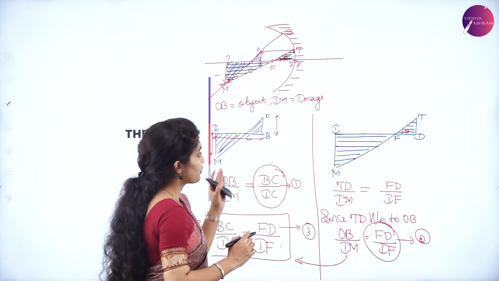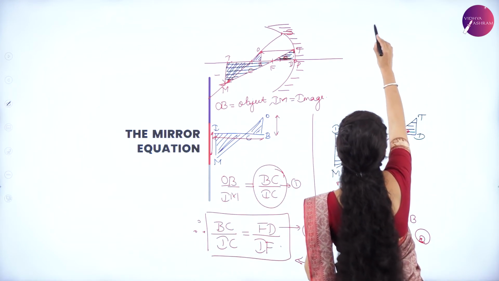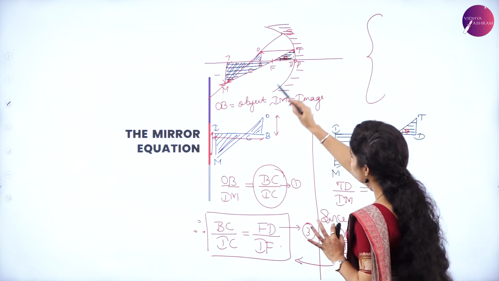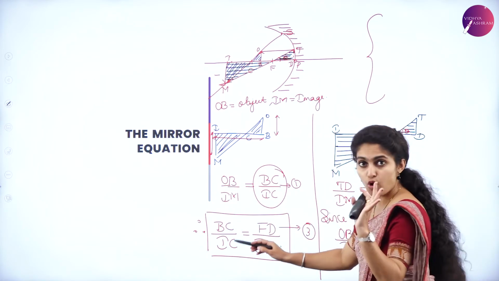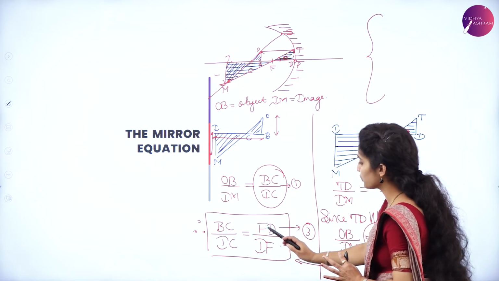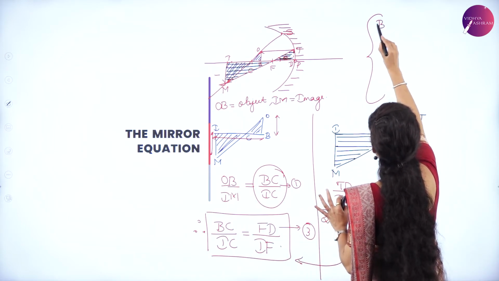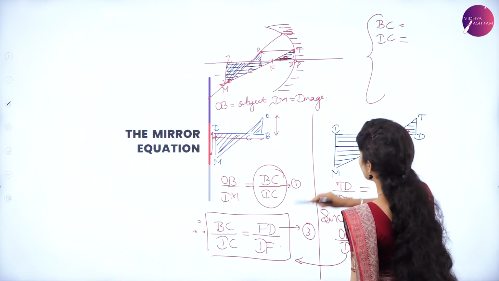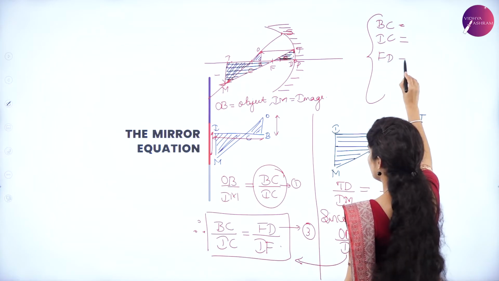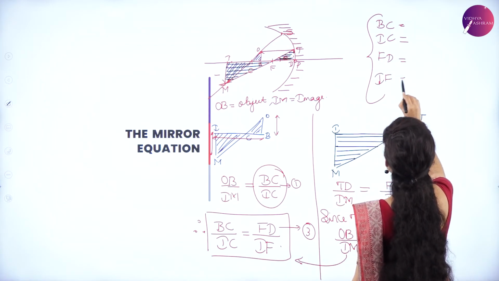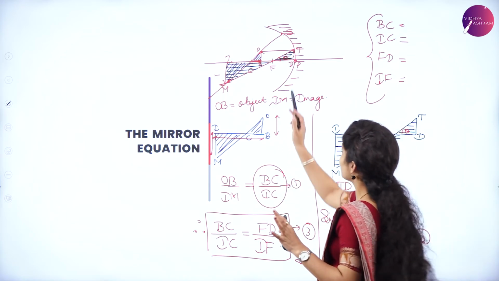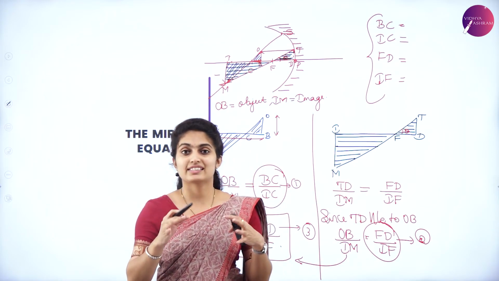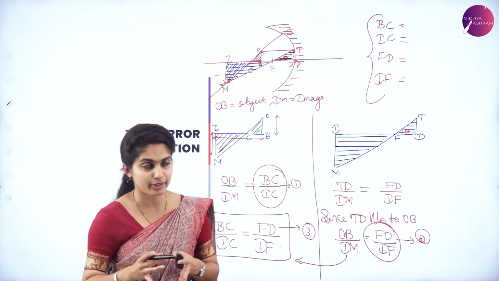Okay, so now write certain given terms, that is, the terms we know. What is your BC? We want all the values: BC, IC, FD and IF. So which values do we have to opt for? BC is equal to what? IC is equal to what? FD is equal to what? And IF is equal to what? In order to have that, we need to know where exactly the object is placed and where exactly the image is formed.